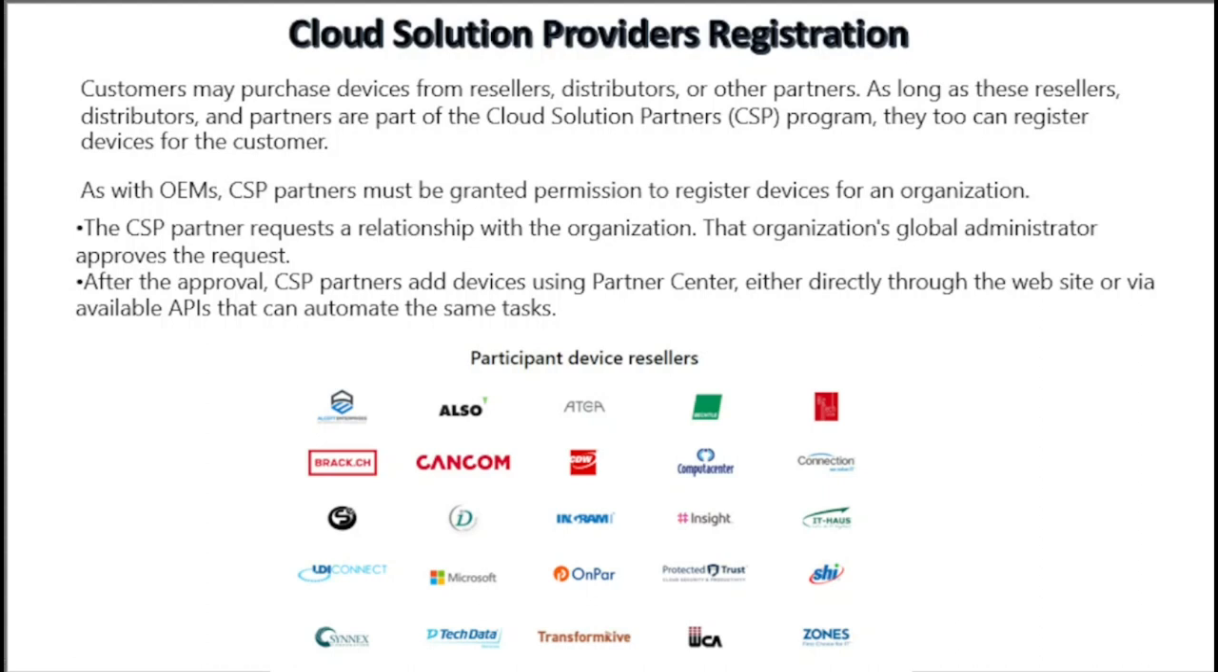Customers may purchase a device from resellers, distributors, or other partners. As long as these resellers, distributors, and partners are part of the cloud solution partners, they too can register the device for the customer. As with OEMs, the CSP partner must be granted permission to register devices for an organization. The CSP partner requests a relationship with the organization, and the organization's global administrator approves that request. After the approval, CSP partners add devices using Partner Center, either directly through the website or via available APIs that can automate the same task. So these are some commonly available CSP providers in the market.